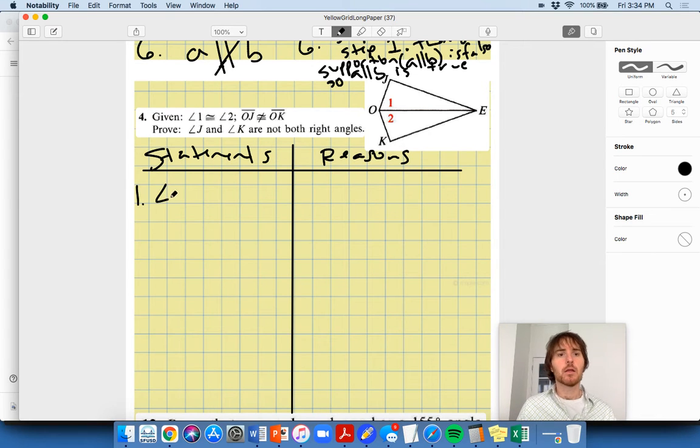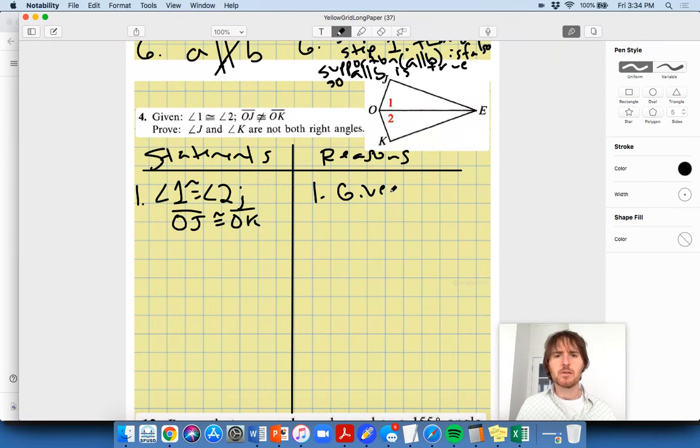Statement 1, angle 1. I'm not even thinking about the problem. I'm just copying it down. No reason to freak out. Be cool. OJ is congruent to OK. That's our given premise.